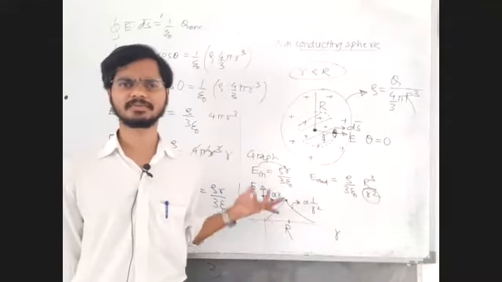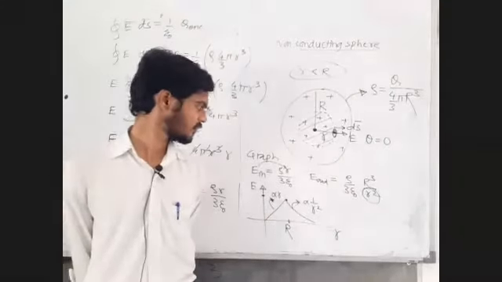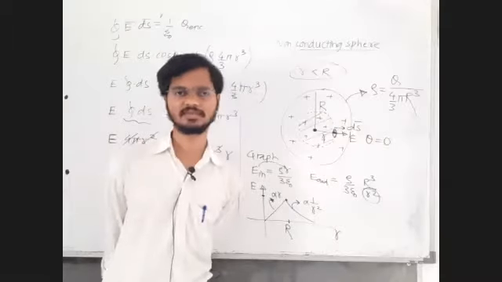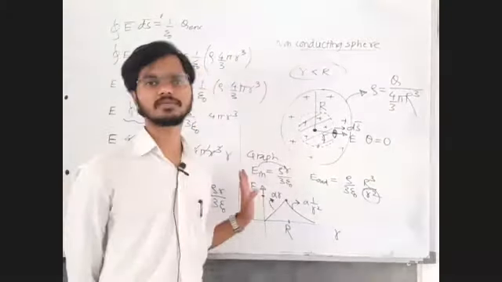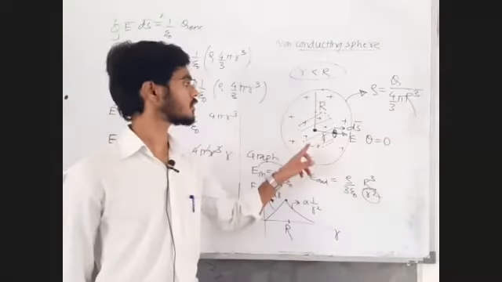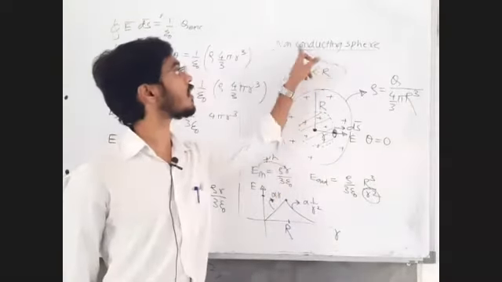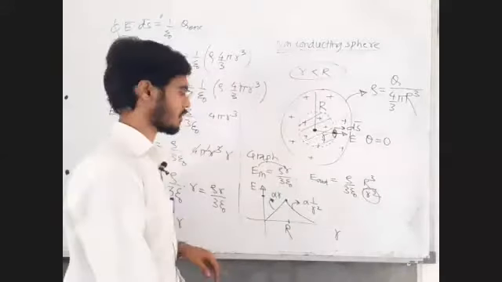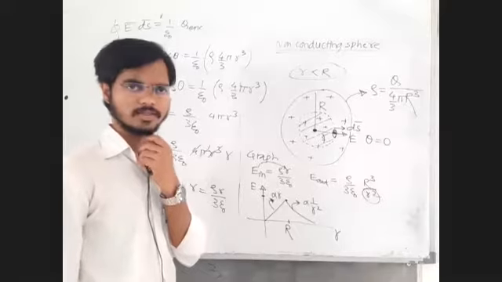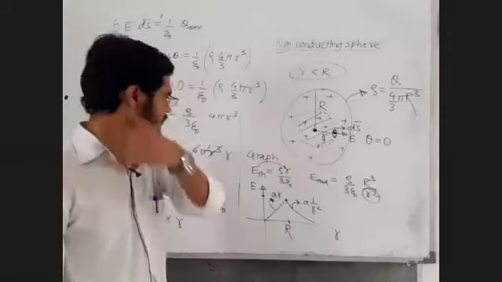Drawing the graph. We know the equations, we know the proportionality, we know how to tackle it. When r is equal to 0, E is equal to 0. But it is not a conducting sphere, it's a non-conducting sphere. Yes, everyone, clear and written?